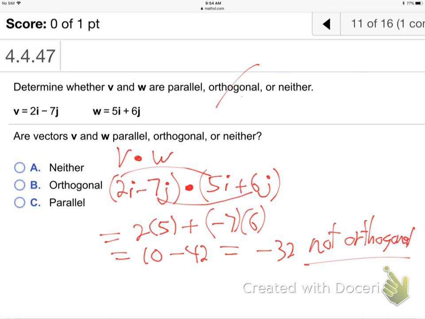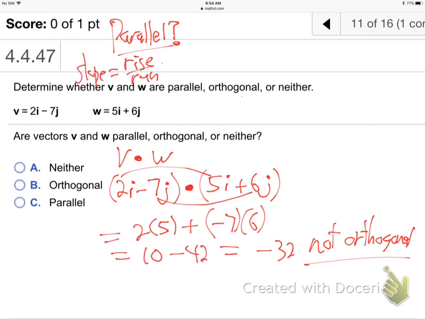So now test that. All I've got to do is rise over run, j over i, j over i, and see if those fractions are the same or negative of each other. That works too, right? So they're not orthogonal. So parallel? How do we determine that? So I would say slope, which is rise over run.